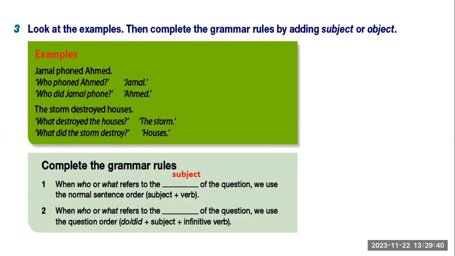Now number two, صبا. When who or what refers to the object of the question, we use the question order do or that plus subject plus infinitive verb. اوكي يعني بنقلب الفعل المساعد مع الفاعل اللي قلنا. Okay.